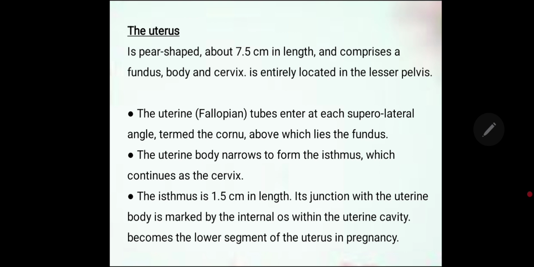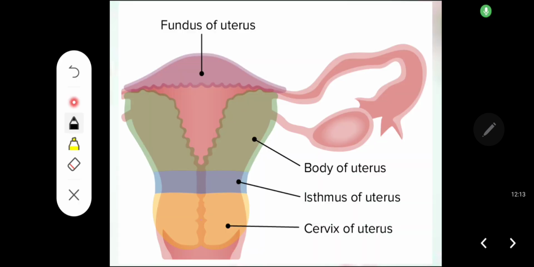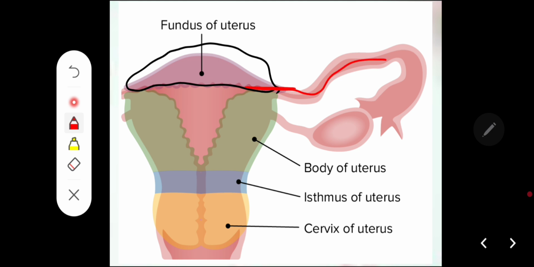To talk about the uterus, it looks pear-shaped, about 7.5 centimeters in length, composed of the fundus, body, and cervix, located at the lesser or true pelvis. The uterine fundus is the dome-shaped upper part of the uterus, above the entrance of the fallopian tube. This is the fallopian tube connected to the uterine cavity. Above this entrance is the uterine fundus.